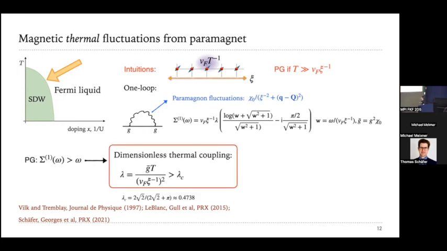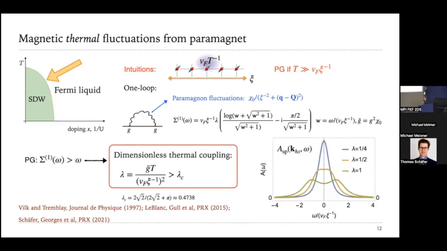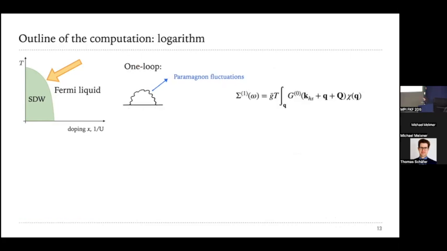And this immediately tells us that when the dimensionless thermal coupling lambda defined here is greater than a threshold value, which is of order 1, the system shows a pseudogap behavior, as you can see from this picture. And in particular, when lambda is large, the pseudogap is larger.